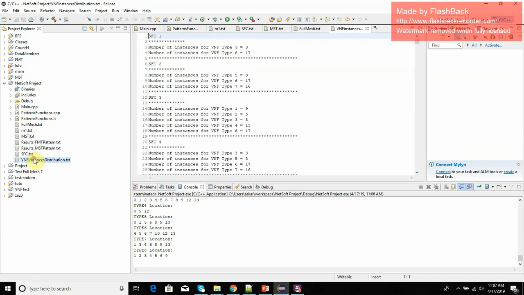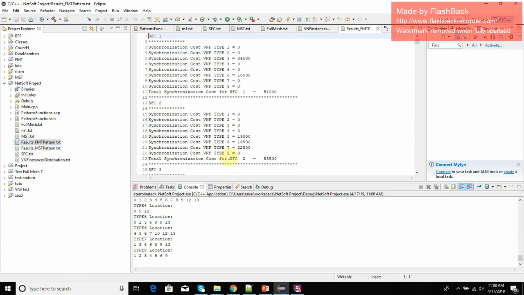Okay, now here is the distribution. For example, service function chain 1 has 3 instances for VNF type 3, 17 instances for type 16 and so on. And the result here for the minimum spanning tree, we can see service function chain 1 has 0 instances for type 1, 0 instances for type 2. The synchronization cost is 0 for VNF type 1, 0 for VNF type 2, and 34,500 for VNF type 3.